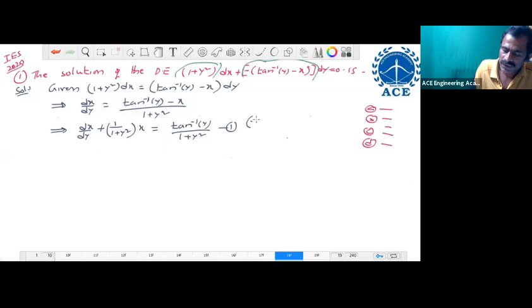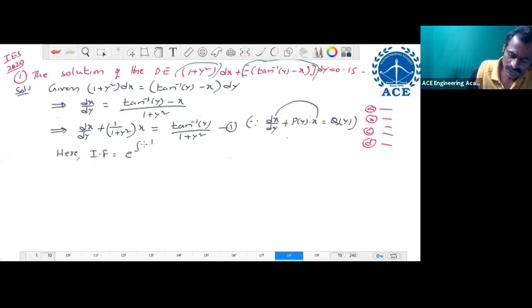Since it is in the form dx/dy + function of y times x = function of y, this is an equation in variable x. That is, it is a linear equation in variable x. To find the solution of this, first we have to find the integrating factor. Here, the integrating factor is e^(∫1/(1 + y²) dy) = e^(tan⁻¹y), since the integral of 1/(1 + y²) is tan⁻¹y.